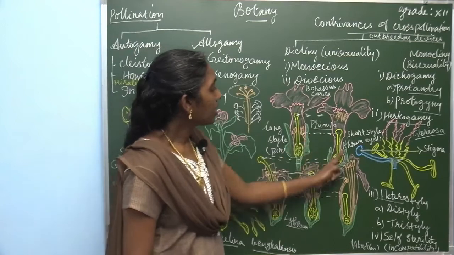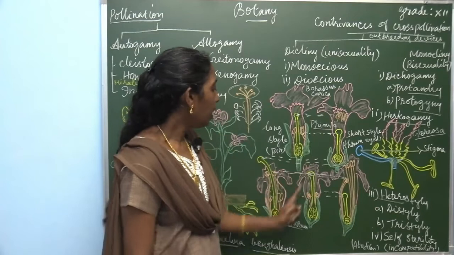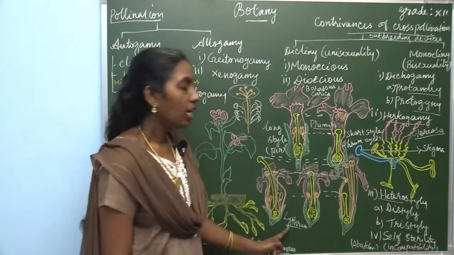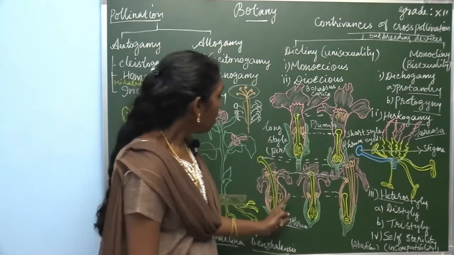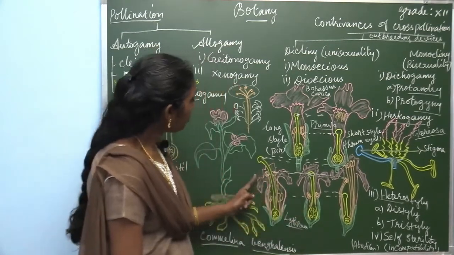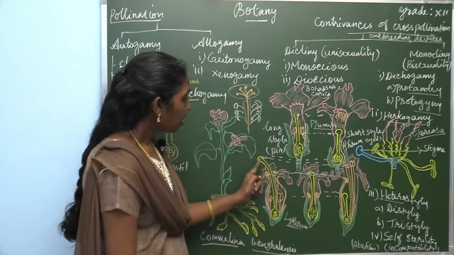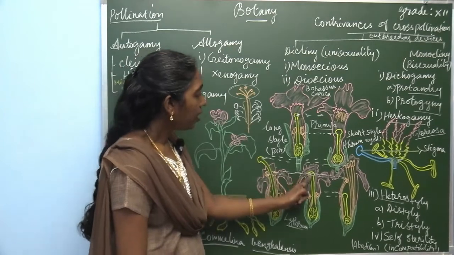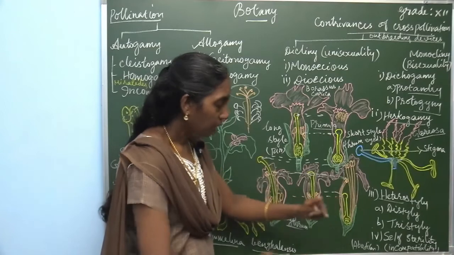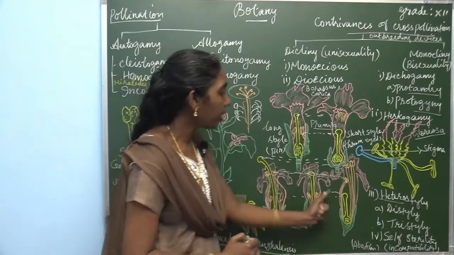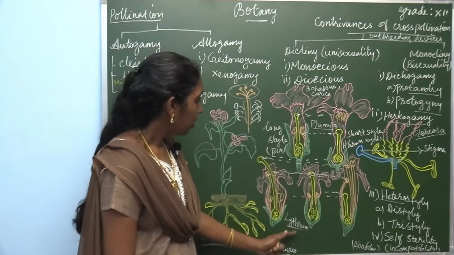An example of distyly is primula and an example of tristyly is lythrum. Lythrum is the example of tristyly. Look at this, three different lengths of style. This is a very long style with the stigma, this is somewhat shorter than this, and here it is very short. Three different types of style are present in different flowers in lythrum.